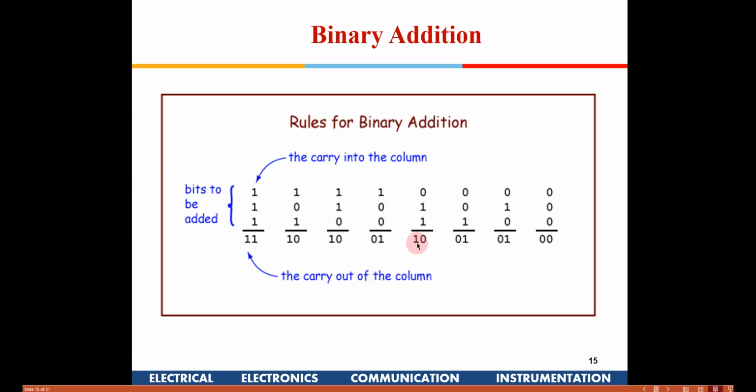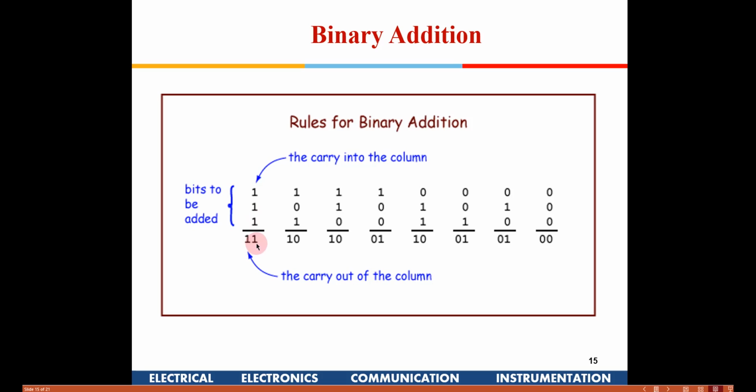In binary, 2 will be written as 1 0. That means the carry will be 1 and the sum will be 0. Similarly, 1 0 0 will be 0 1. And 1 1 again gives 1 0, 1 0 is 1 0, 1 1 1. If you add 1 1 1, it is actually 3, right?